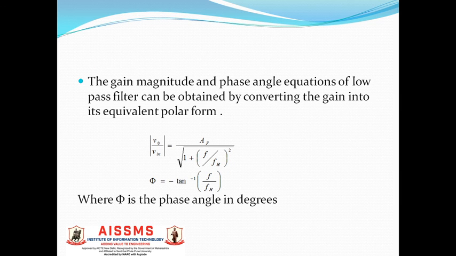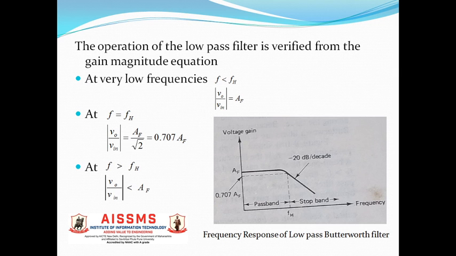Now, if you have seen the gain magnitude, it is AF upon under root of 1 plus (F upon FH) the whole square, right? Now, we are going to see three steps for finding out the operation of the low pass filter, and we will see the frequency response of the low pass filter simultaneously, right?